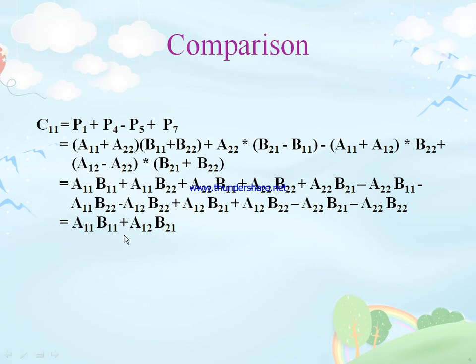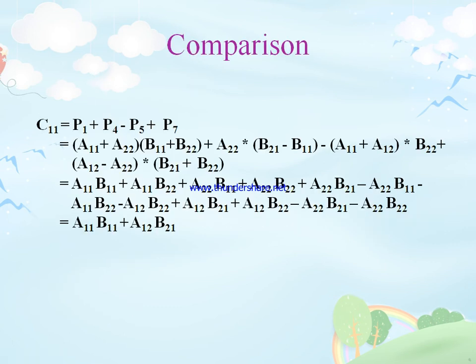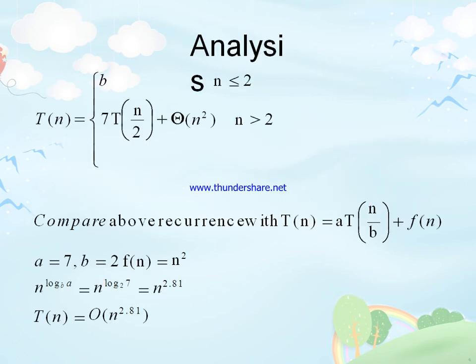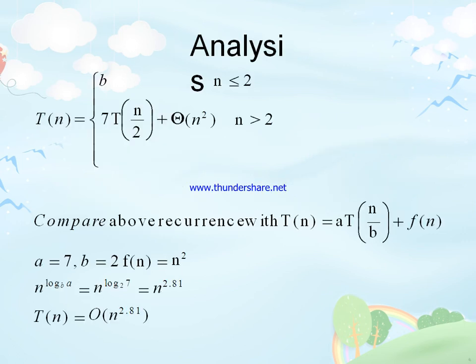So as a result, we can get only A11 B11 plus A12 B21. This is the actual term we are obtaining in normal matrix multiplication. So simply we can replace those with these expanded terms in Strassen's matrix multiplication. Similarly, you can expand all the other cells, C12, C21 and C22 also. So we can get 7 multiplications and 18 additions or subtractions.